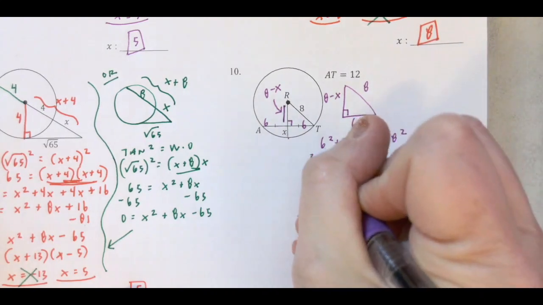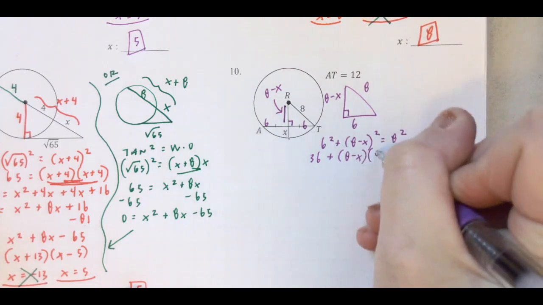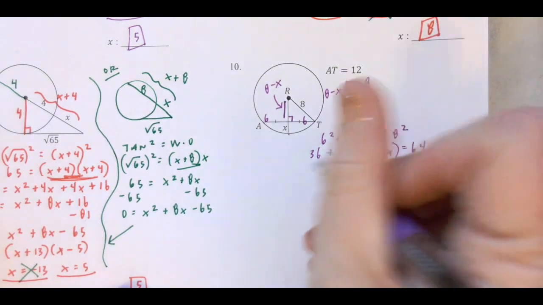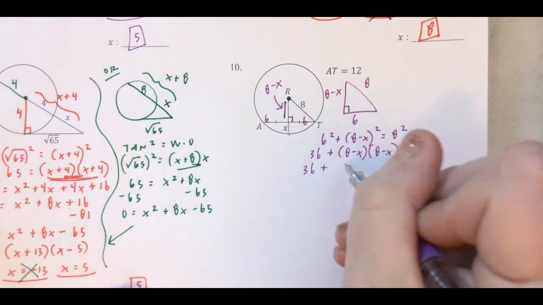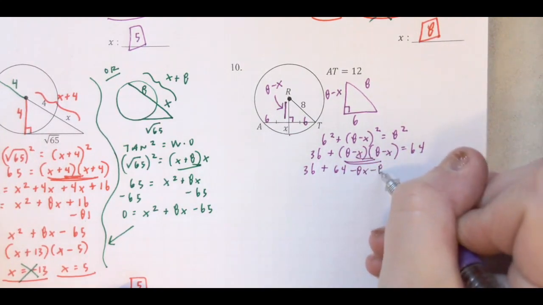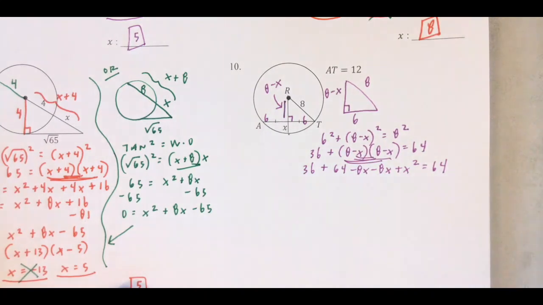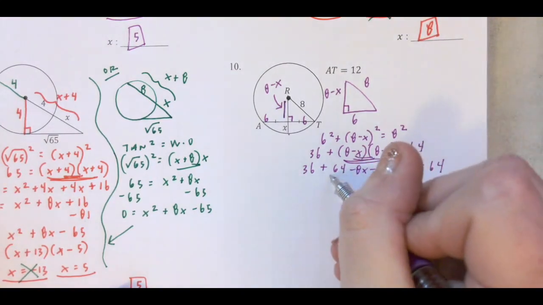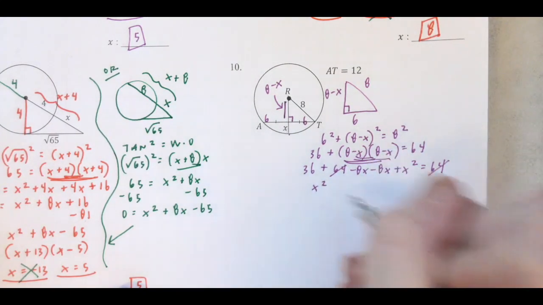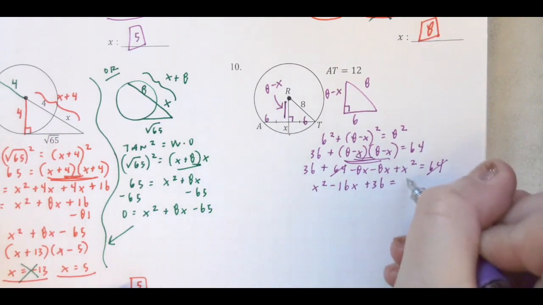So now I have 36 plus x minus 8 times x minus 8 equals 64. Right, I got to FOIL this out. So I have 36 plus 64 minus 8x plus x squared equals 64. I might see right here that those 64s are going to cancel away. It just gives me smaller numbers to work with. And then clean up what's on the left. I have x squared minus 16x plus 36 is all equal to 0.